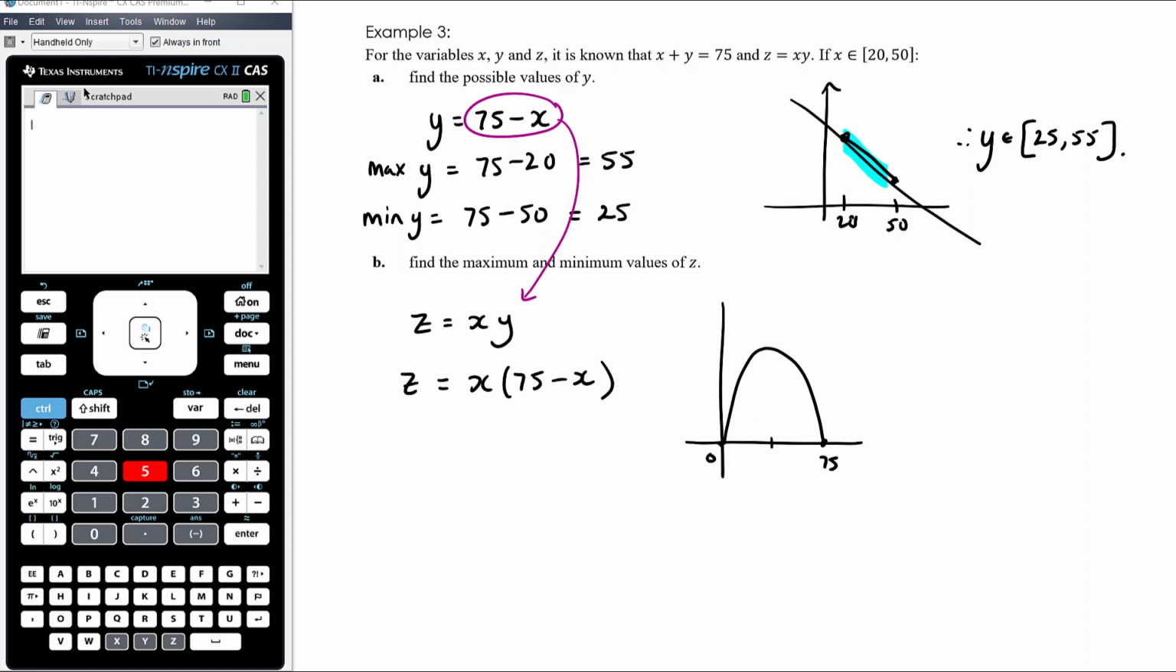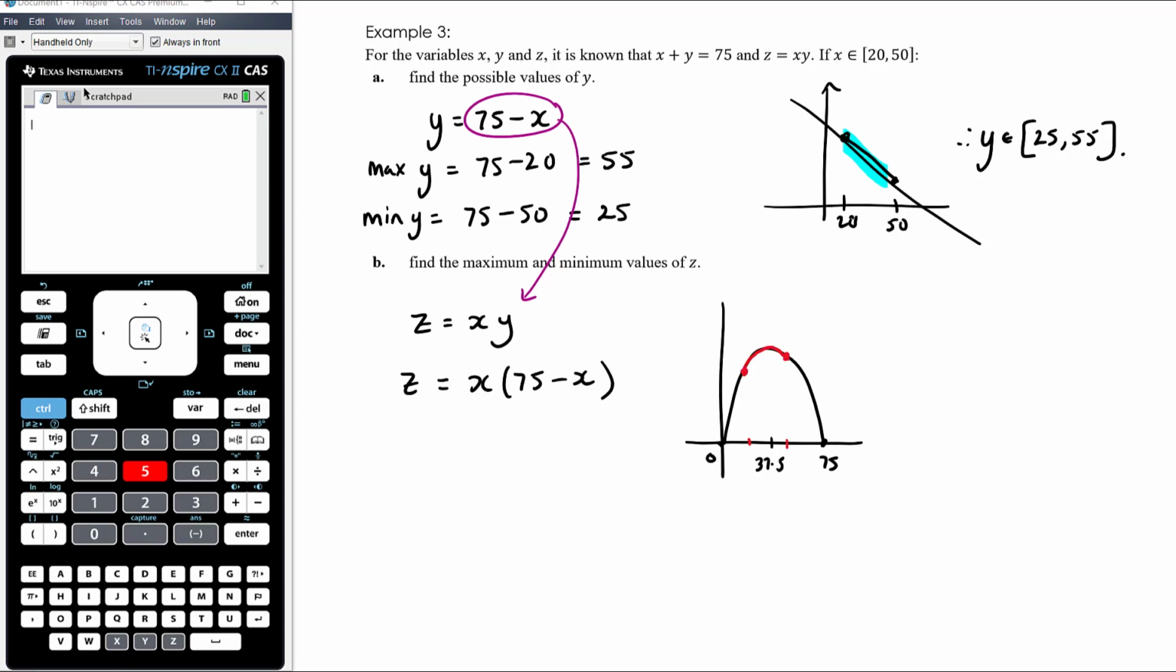Now, to think about where the turning point is here, again, we don't need calculus to find the turning point, but if it's a more complicated function, yes, you would use some calculus. Half of 75 is going to be 37.5. So we know that x is from 20 to 50. So x equals 20 is 17 and a half less than 37.5, whereas 50 is only 12 and a half more than 37.5.